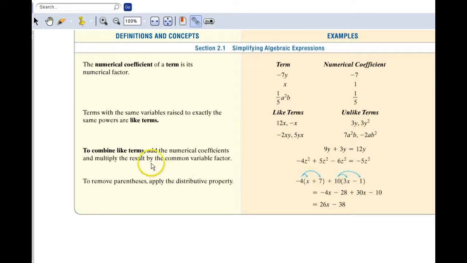When we combine like terms, we just add or subtract the numerical coefficients. We said a technique for this is to put them in vertical columns of like terms, being careful of the signs. And to remove parentheses, we just multiply through. If there's just a negative in front, we would reverse all of the signs that are within the parentheses.